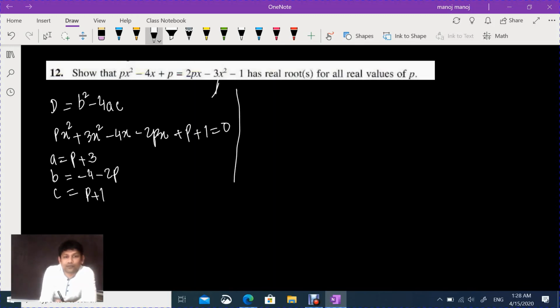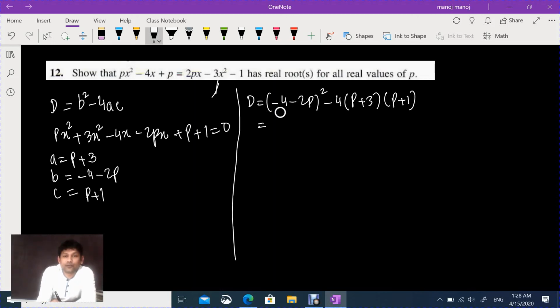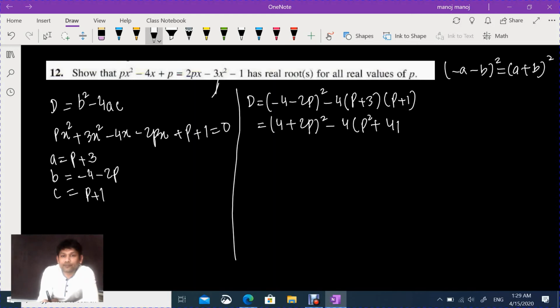Now we can substitute the values. D equals b, which is minus 4 minus 2p, whole square, minus 4 times a, which is p plus 3, times c, which is p plus 1. I told you that whenever you have minus a and minus b whole square, you can write it as a plus b whole square, making it positive. So 4 plus 2p whole square minus 4 times p square plus 4p plus 3.